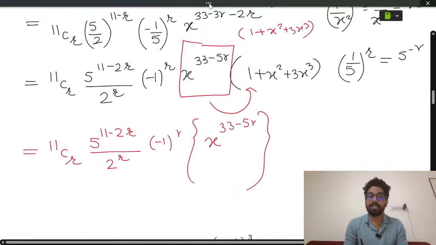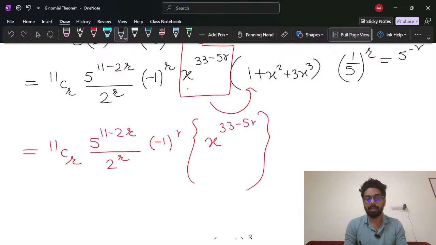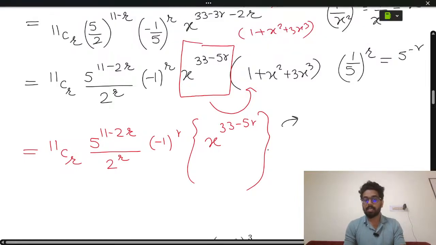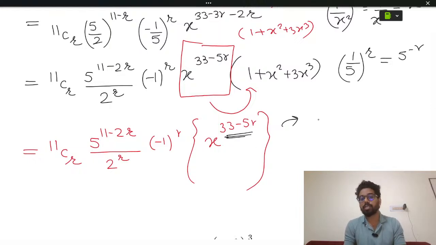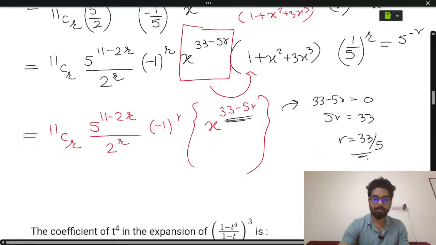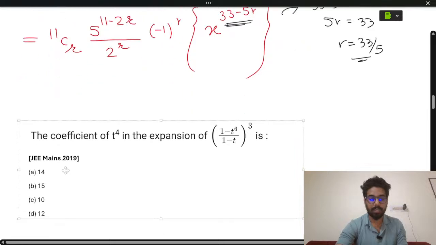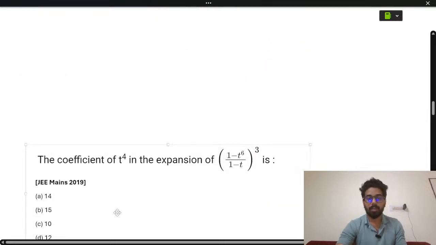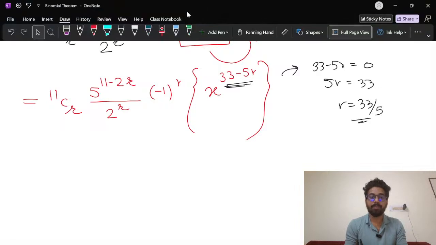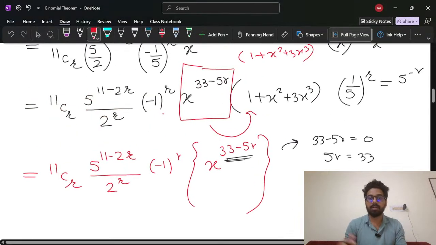Okay. Now we have to make this term independent of x. So when this term is independent of x, what have we done? We multiplied this thing with 1. In this case, is it possible that this term will be independent of x? It means the power should become 0. So 33 minus 5r becomes 0. Not possible, because 5r is equal to 33, r equal to 33 by 5. It's not possible, guys. Right? Now, what will happen after this? One second, one moment. Now after this, same thing will happen. So definitely this term when multiplied with 1 is not going to generate a constant part.